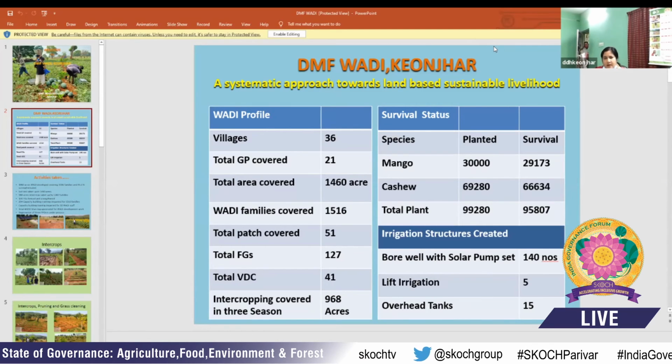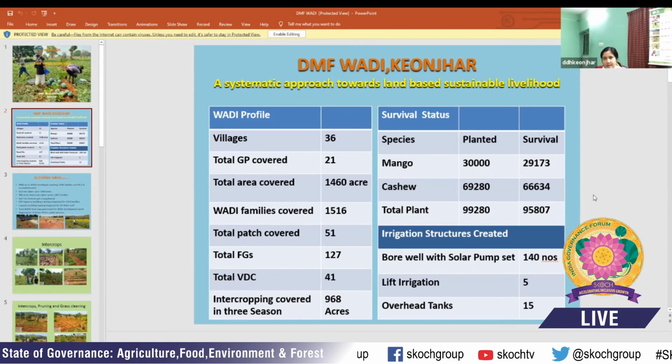Sir, apart from the DDH, whatever the horticulture mission has been taking up, through the funding of the DMF, we have 1460 acres of WADI where 21 GPs have been covered, and about 36 mining affected villages. I would stress the words mining affected villages, where mining was done and the people who were dependent on the mining have regenerated and cultivated fruit tree plantation. In these areas, 127 farmers groups were formed, and 41 village development committees have been formed. Once again, I would like to come back to what the difference is.